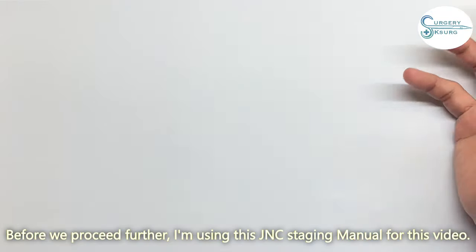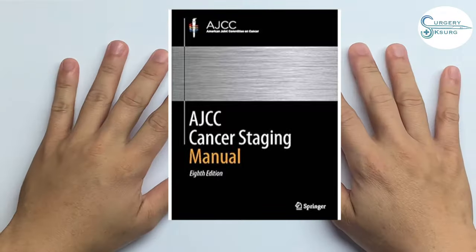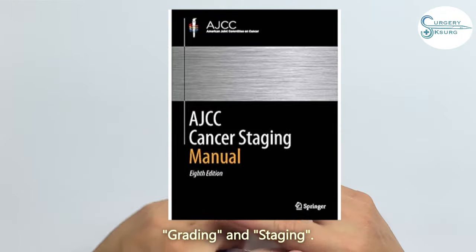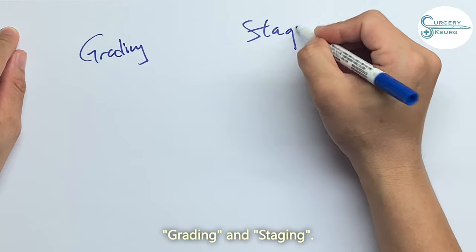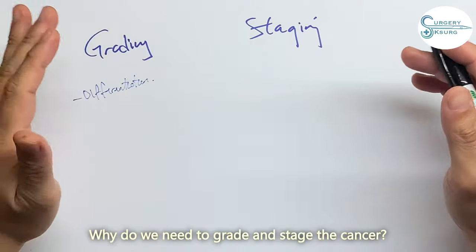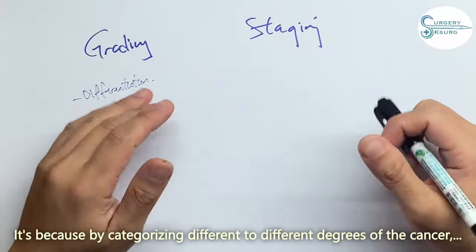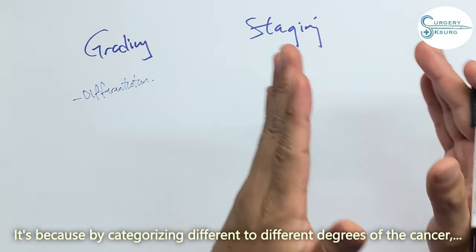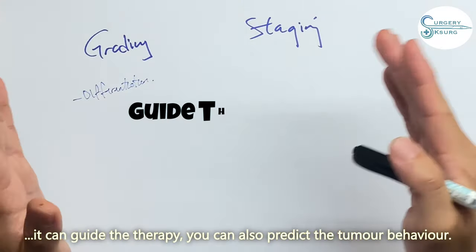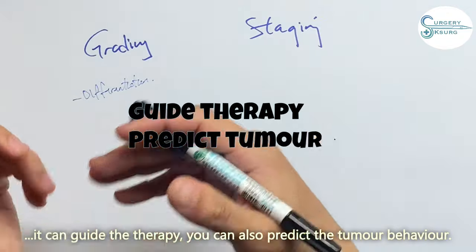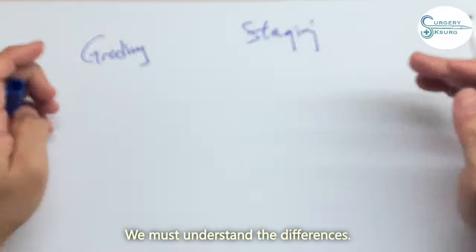Before we proceed further, I am using this AJCC staging manual for this video. So, grading and staging. Why do we need to grade and stage the cancer? It's because by categorizing different degrees of the cancer, you can guide the therapy and you can also predict the tumor behavior. We must understand the difference.